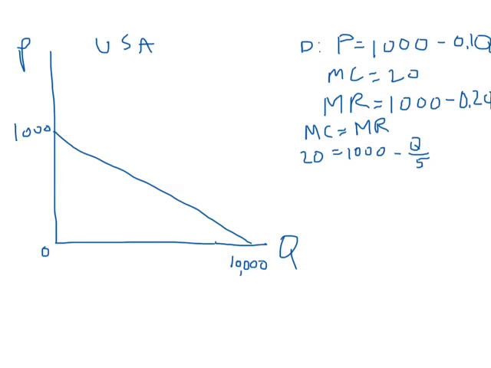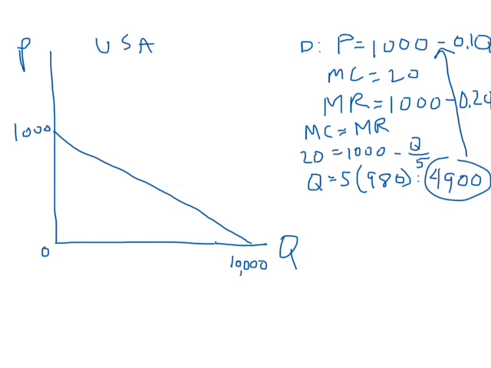And then that means Q is equal to 5 times 980, which is equal to 4,900. And when I plug 4,900 into the original demand curve, I get P equals 1,000 minus 490, that's 510. So that's my answer. Graphically, the answer looks like this.